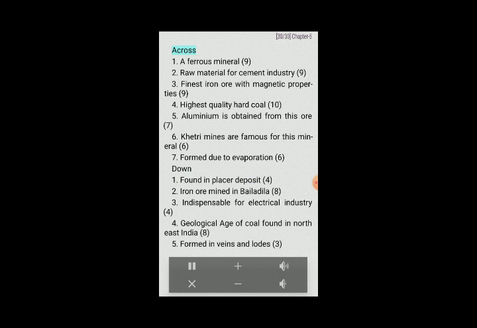Activity. Fill the name of the correct mineral in the crossword below. Across. 1. A ferrous mineral, 9. 2. Raw material for cement industry, 9. 3. Finest iron ore with magnetic properties, 9. 4. Highest quality hard coal, 10. 5. Aluminium is obtained from this ore, 7. 6. Khetri mines are famous for this mineral, 6. 7. Formed due to evaporation, 6. Down. 1. Found in placer deposit, 4. 2. Iron ore mined in Bailadilla, 8. 3. Indispensable for electrical industry, 4.